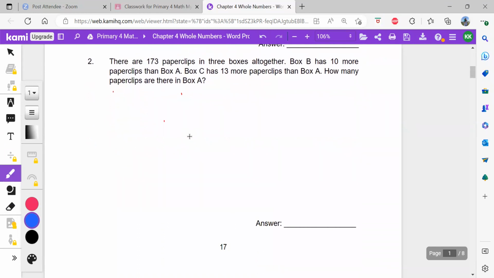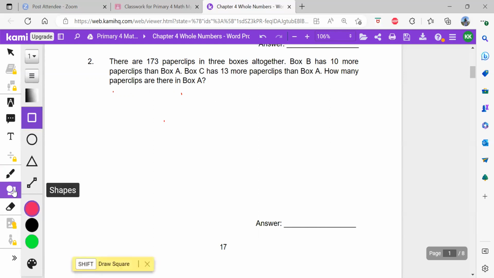There are 173 paper clips in 3 boxes altogether. Box B has 10 more paper clips than box A, and box C has 13 more paper clips than box A. How many paper clips are there in box A? So once again, I'm going to try to draw this out as a model. I'm going to turn this word problem into a picture problem. Right? A model is a pictorial form.